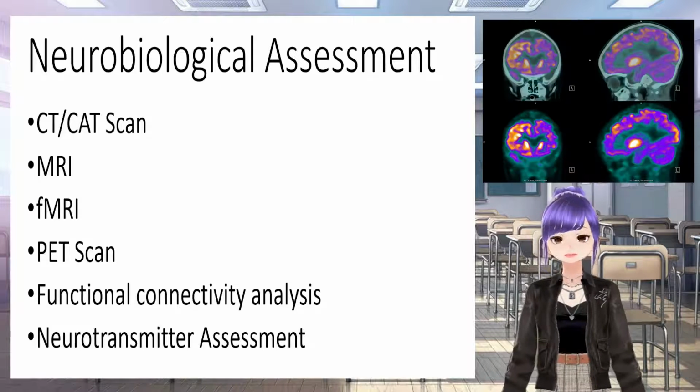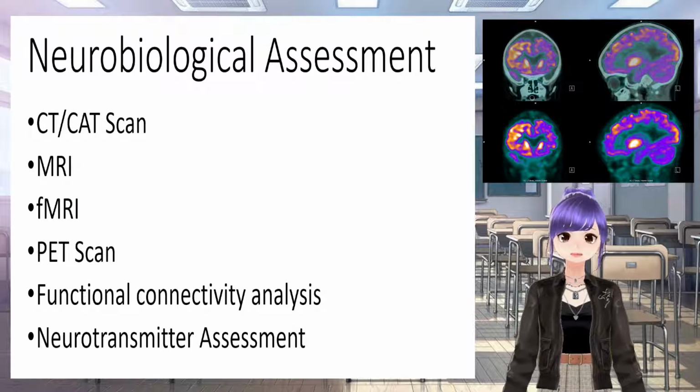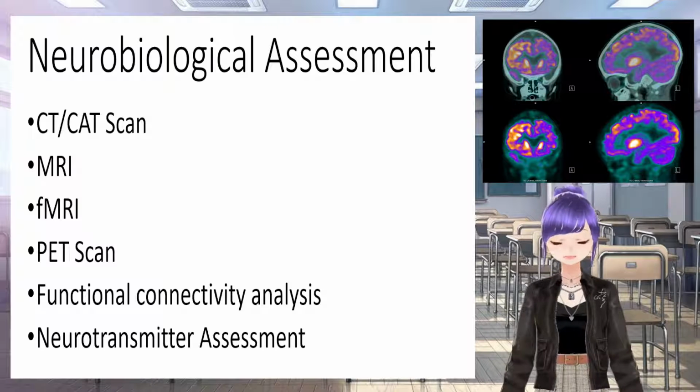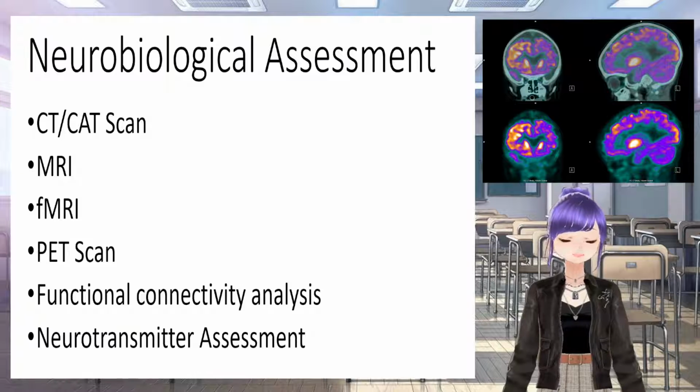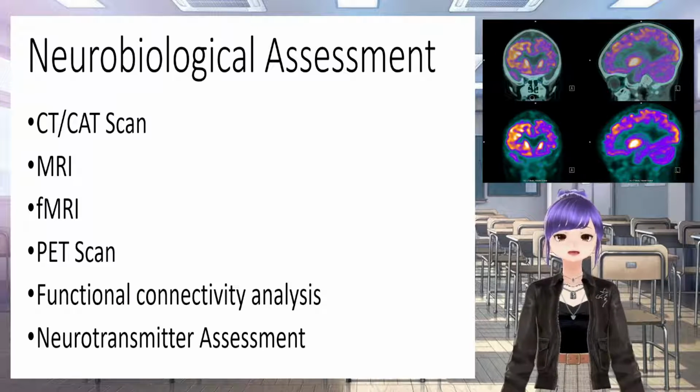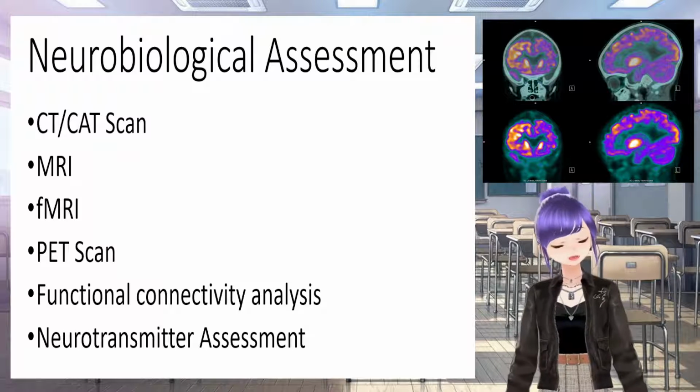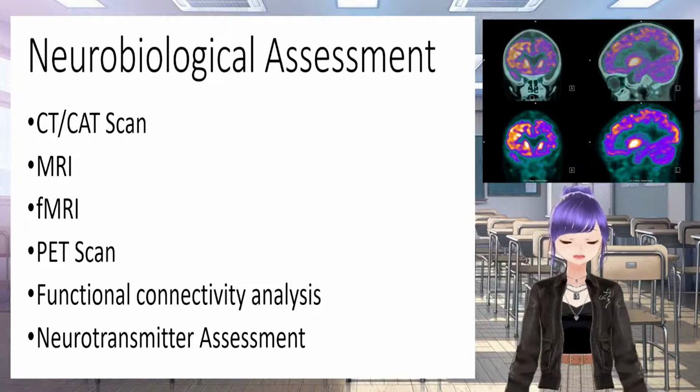The PET scan, or positron emission tomography, is more expensive and invasive. It allows the measurement of brain structures and functions, but it's not as precise as an MRI or an fMRI. A radioactive isotope is injected into the bloodstream and binds to glucose. Red means most activity, blue or black means less activity, and the PET scan is used less often.